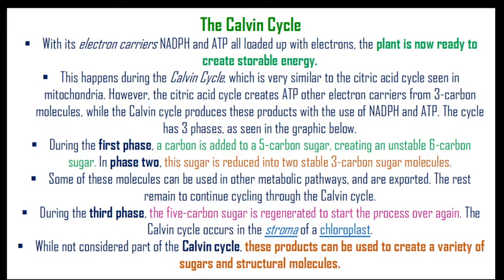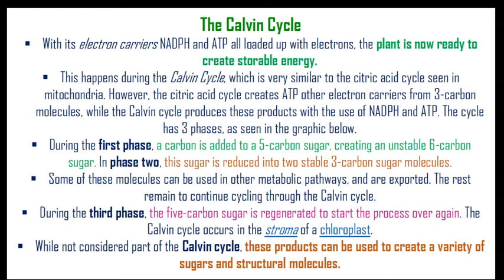It shows 3 phases. During the first phase, a carbon is added to a 5 carbon containing sugar, creating an unstable 6 carbon containing sugar. And in phase 2, this sugar is reduced into 2 stable 3 carbon containing sugar molecules.